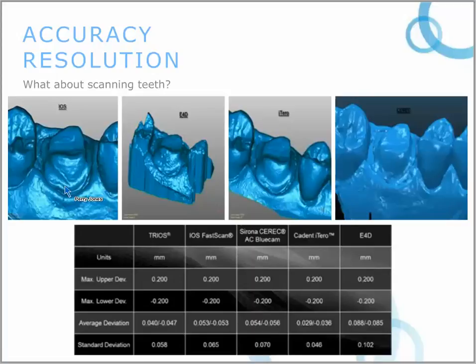Let's compare some different systems: Trios, iOS Fast Design, the Sirona system, the Cadent system, and the E4D. Interestingly, all in terms of average deviation are very close. Now, in terms of standard deviation, the smaller the number, the more accurate the impression, or the more accurate the digital scan. And you can see Cadent comes out with its parallel confocal as very accurate, the lowest or smallest standard deviation in this particular study that came from Glidewell.